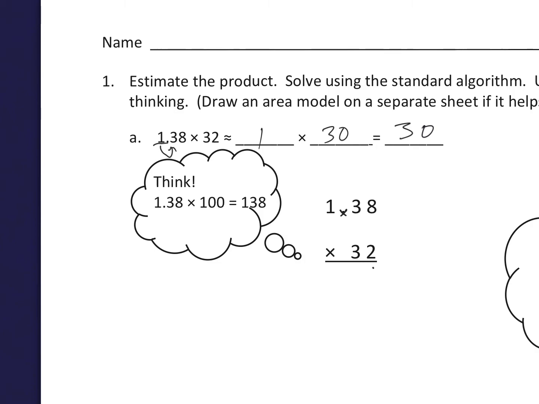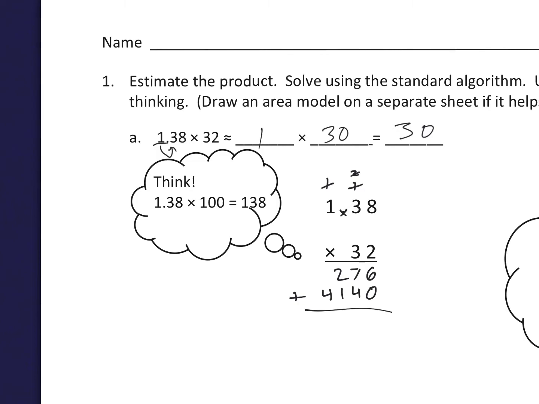2 times 8 is 16. Keep my 6. Carry my 1. 2 times 3 is 6. Plus 1 is 7. 2 times 1 is 2, right? Scratch that out. Next row, we're in the tens place. I'm going to put a 0. 3 times 8 is 24. Keep the 4. Carry the 2. 3 times 3 is 9. Plus 2 is 11. Keep the 1. Carry the 1. 3 times 1 is 3. Plus 1 is 4, right? So that's going to give me 4,140 on the bottom, 276.